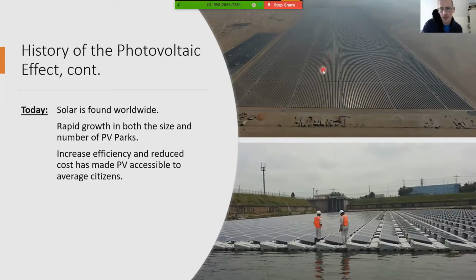This is a solar park in the Middle East. And then this one here is the first floating solar park in China. And the water, not only does this use space that otherwise wouldn't be used, but the water also helps to keep the panels at a cooler temperature, making them more efficient.